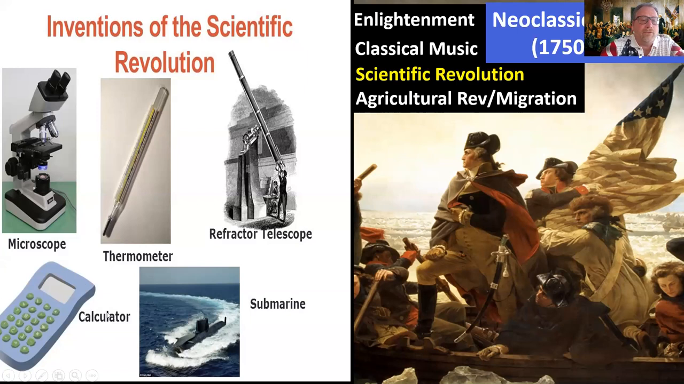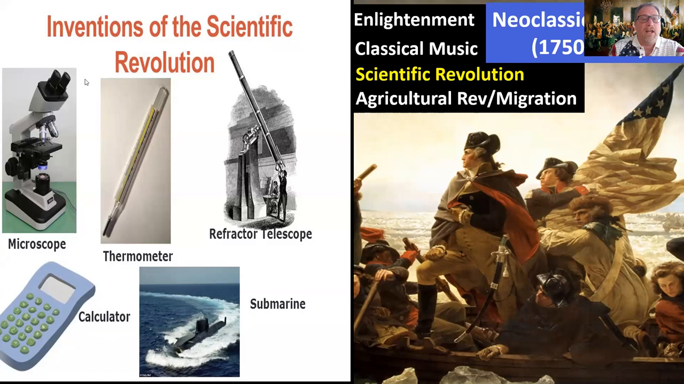We have the microscope, where we can now look at tiny little fractions and find out there are even microscopic things that we cannot see that are living not only around us, but actually on our skin itself. We're going to invent a thermometer where we can start to categorize temperatures rather than just hot or cold. We're going to have the mathematical tools to be able to do that.